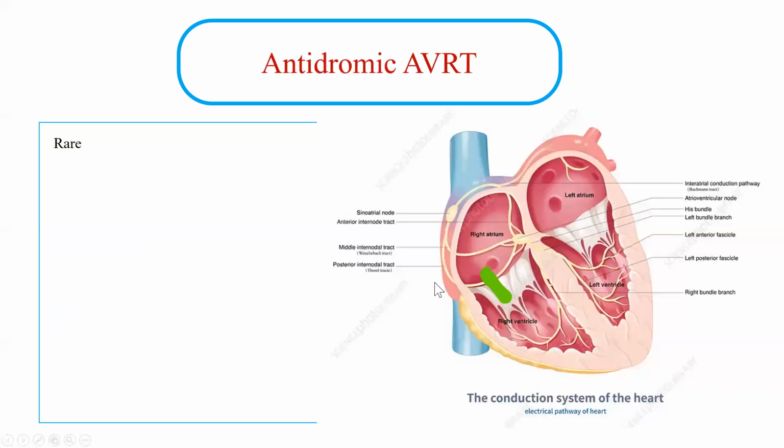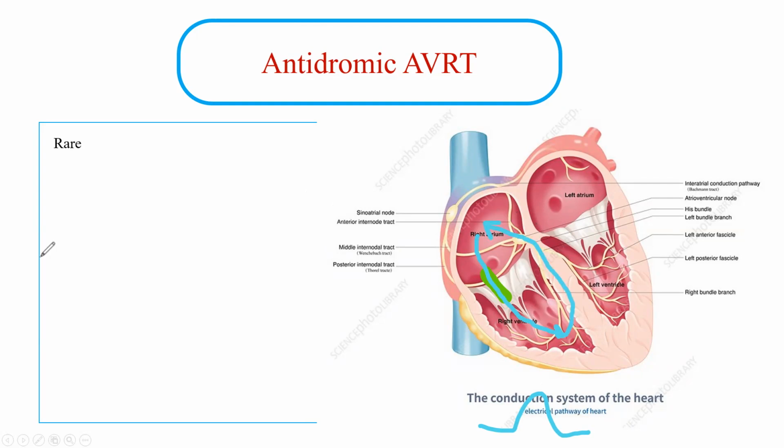Now, what about the antidromic AVRT? This is really very rare. It's only 5% of all Wolff-Parkinson-White syndrome. So in all patients with bundle of Kent, only 5% of them will develop AVRT that is antidromic. And again, what is the pathophysiology of antidromic AVRT? It's very simple. It goes through the bundle of Kent first, causing broad complex tachycardia, and goes back to the AV node above there.